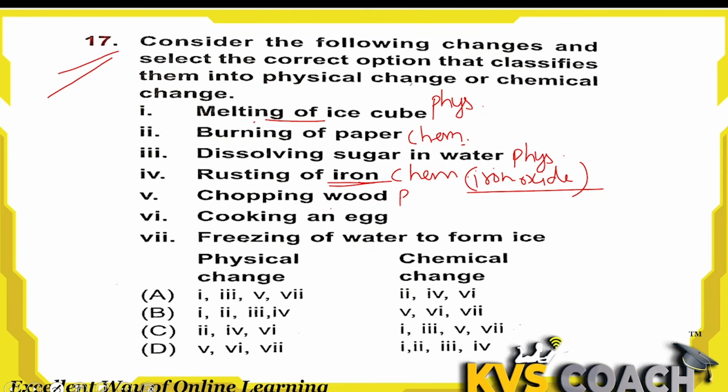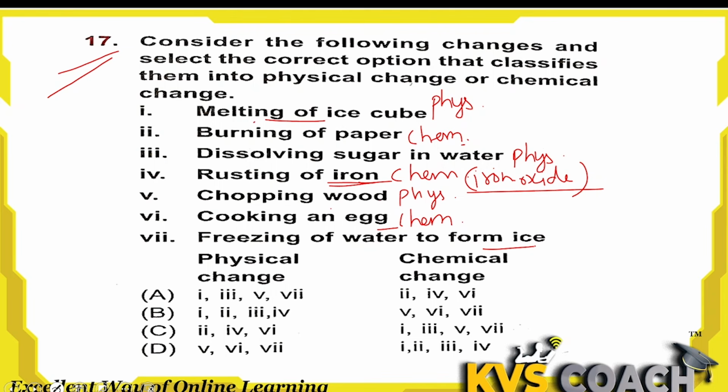Chopping of wood is a physical change because the large piece is coming into small pieces, but its chemical composition is not going to be changed. Cooking of an egg is a chemical change because when we cook an egg, its appearance changes and we cannot make it like an egg again from the cooked material. So this is a chemical change.